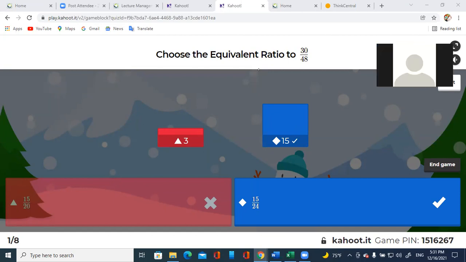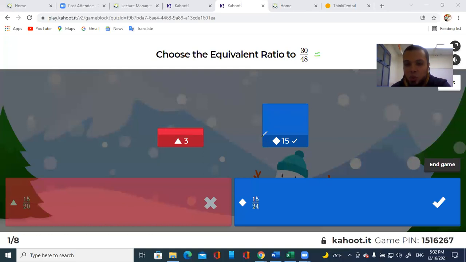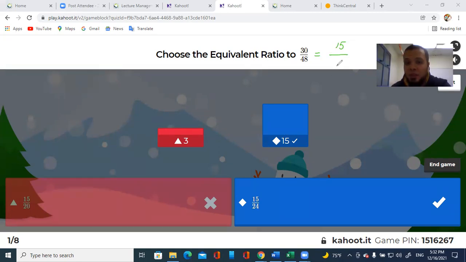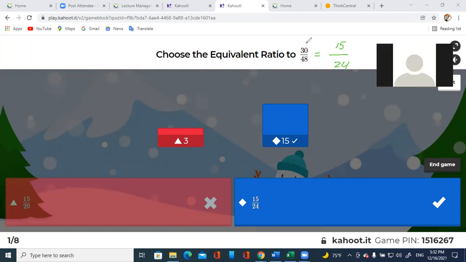Okay, Muhammad. Here in that question, 30 over 48 equals which one? We know right now the answer, 15 over 24. This ratio equals which one, the red one or the blue one? The blue one. Why is it equal to the blue one? Why should you choose the blue one? If you take 15 out of 30, it will become 15. And if you take 24 from 48, it will be 24.